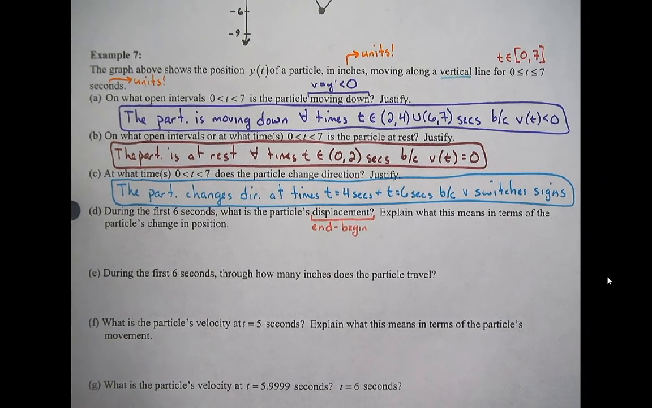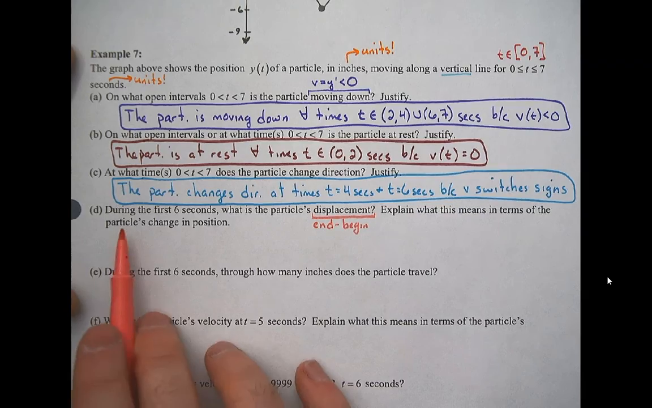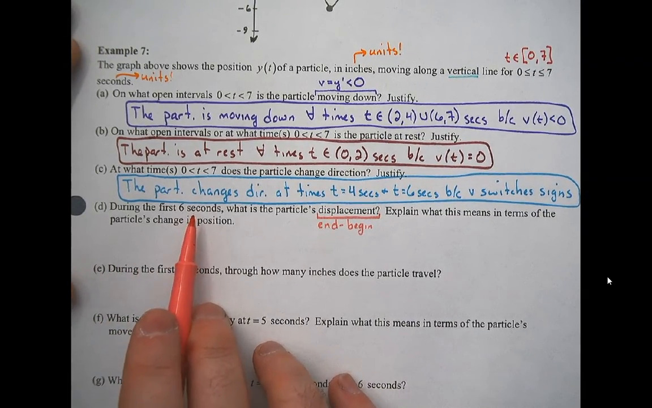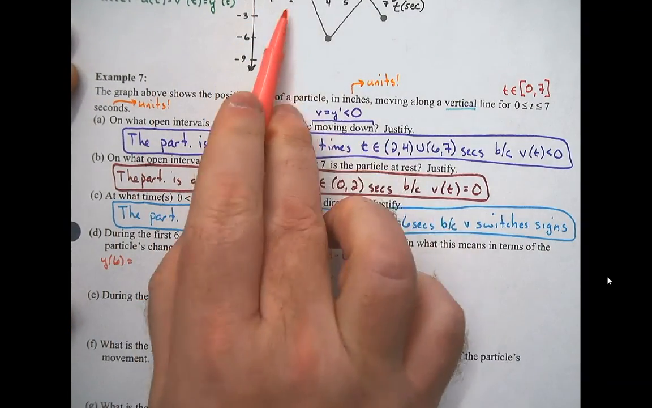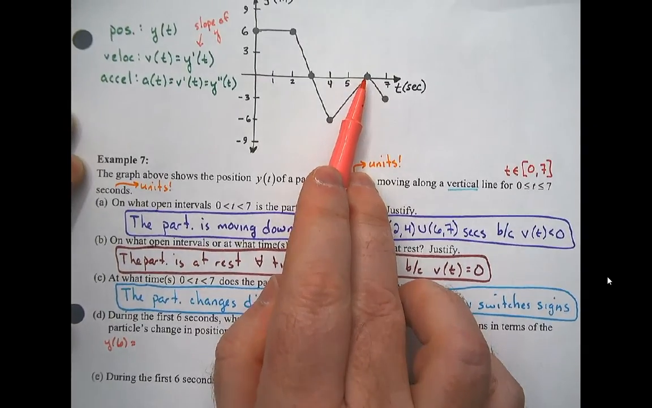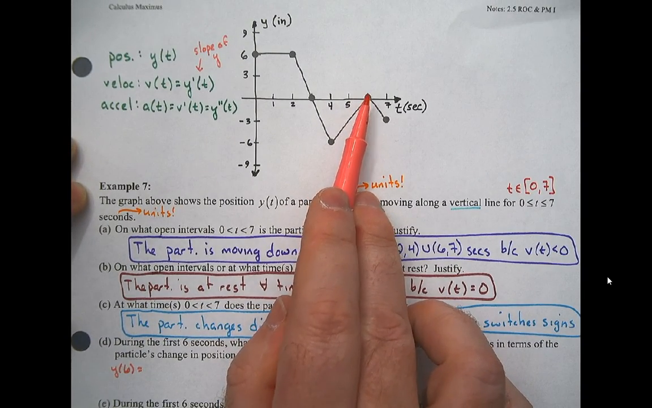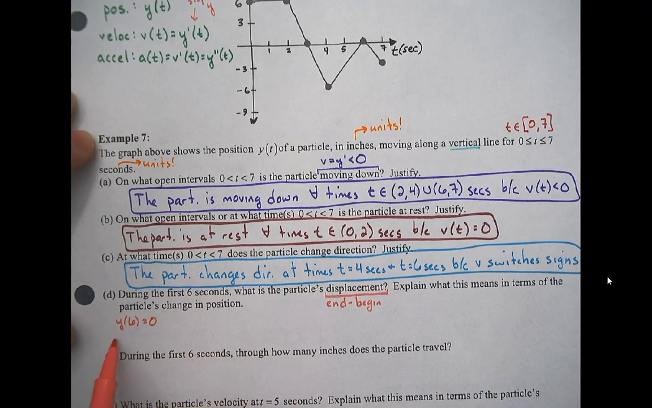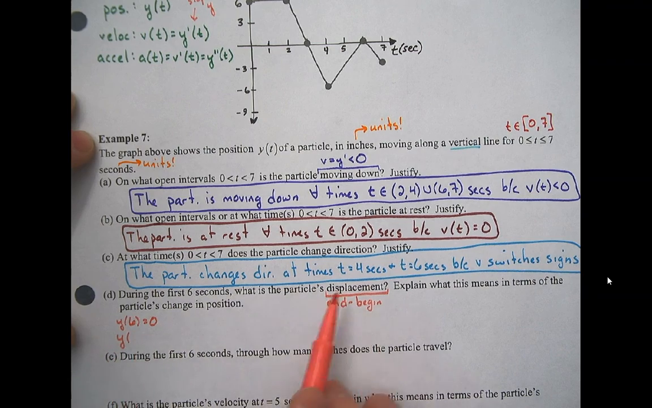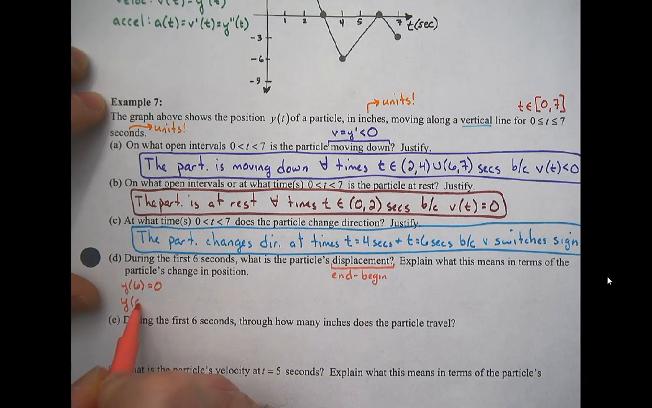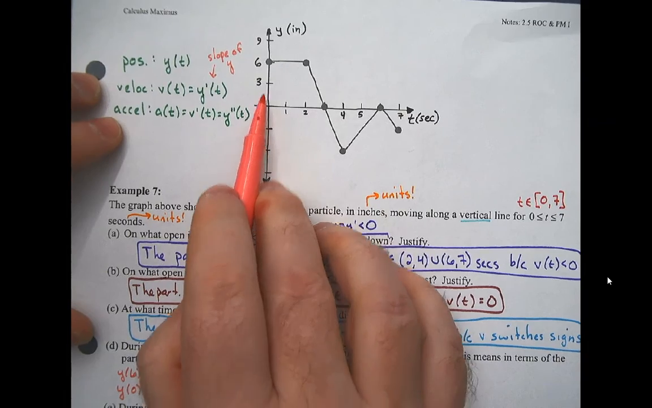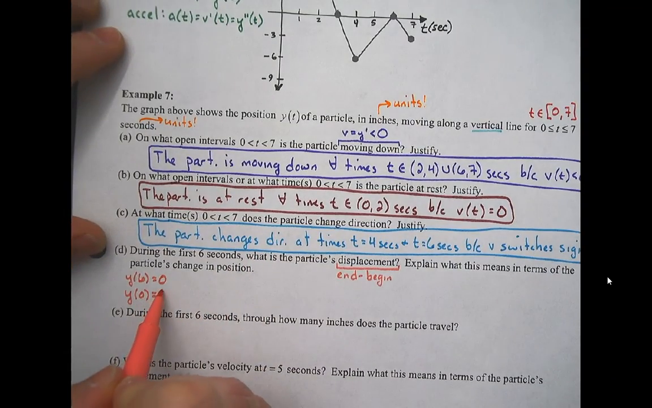Well, what is the end of my story? So if we're going for the first 6 seconds, the end of my story is y of 6. What is my position at 6 seconds? And I look up above. At 6 seconds, my position, my y value is 0. Then I want to see where I begin. Well, the beginning of my interval is 0. If I go up to my graph, my particle's position at 0 is 6.